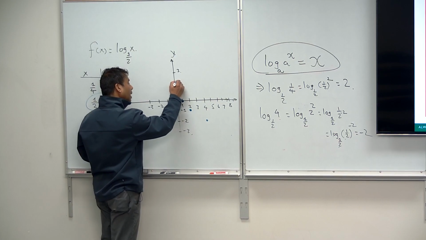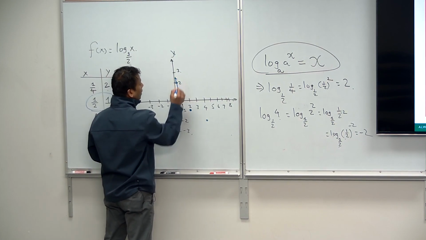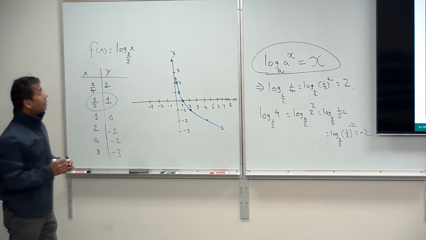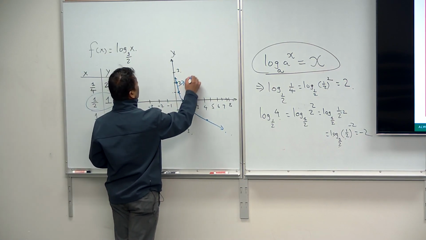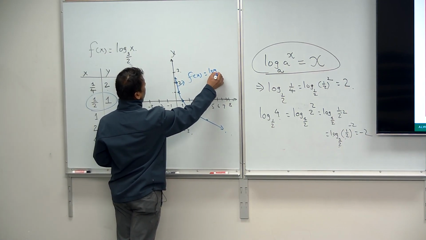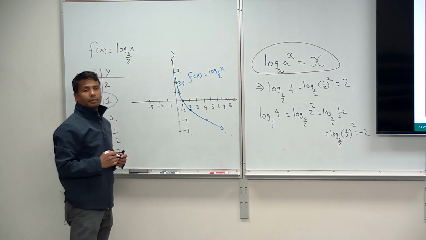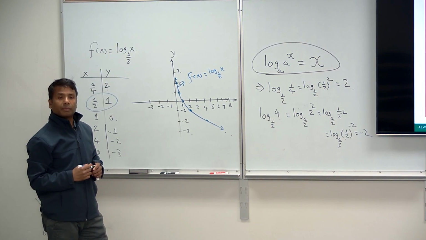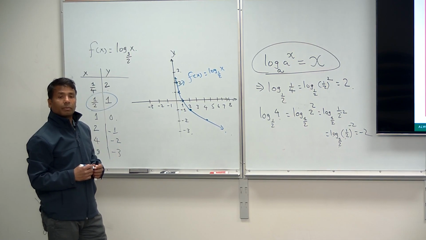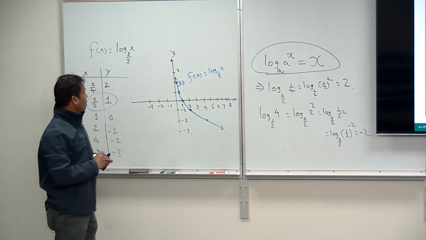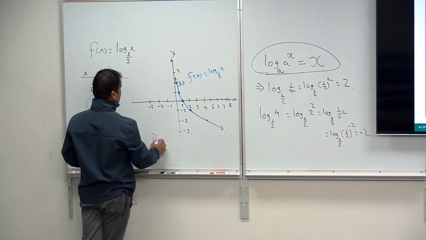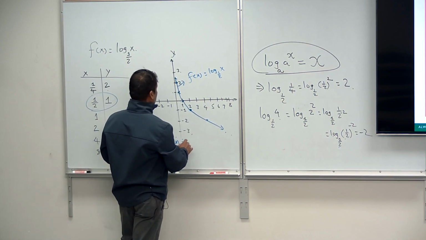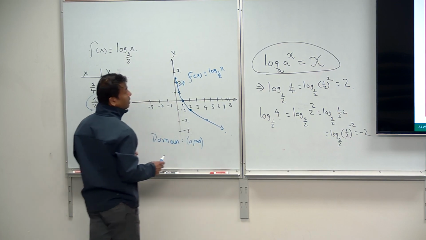So now you see the graph looks like what? So the graph looks like this. So this is the graph of the function f(x) equal to logarithm with base 1/2 of x. Right? And what is the domain here? What is the domain? The domain of every logarithmic function is 0 to positive infinity. So this is the domain.